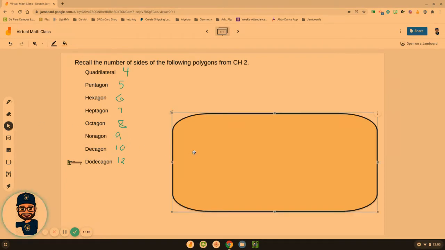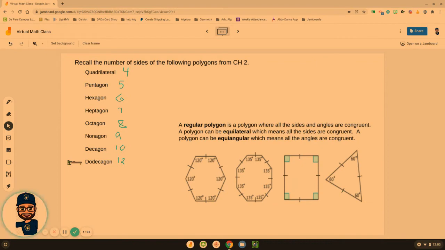Now, the other part that we talked about last week was a regular polygon. Right? The word regular implies that the polygon has all sides and angles congruent. All of them, both the angles and the sides. Occasionally, we can have an equilateral polygon, which means just the sides are congruent, or we can potentially have an equiangular, which means just the angles are congruent. But when we use the word regular, it means the angles are all congruent and the sides are all the same, which is what you get in those 4 diagrams.